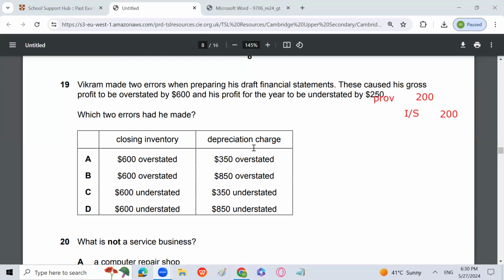That's fine. Now let's talk about profit. If depreciation charge is increased by 250 and gross profit is also overstated by 600, both amounts will be added. So if you charge depreciation more by 850, then your profit for the year will be understated by 250.